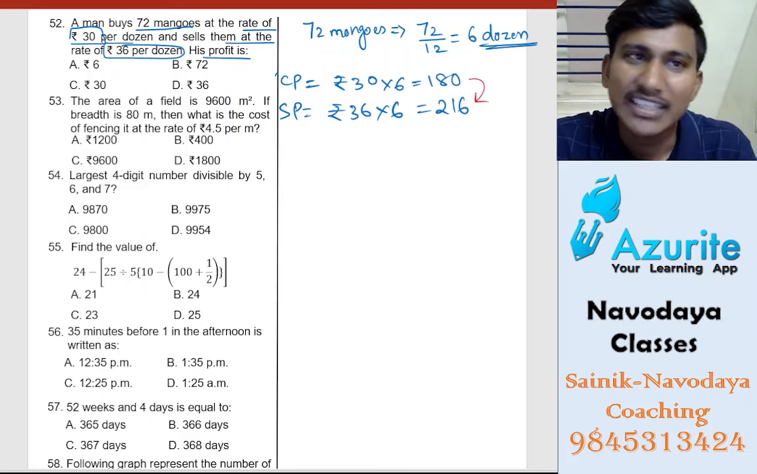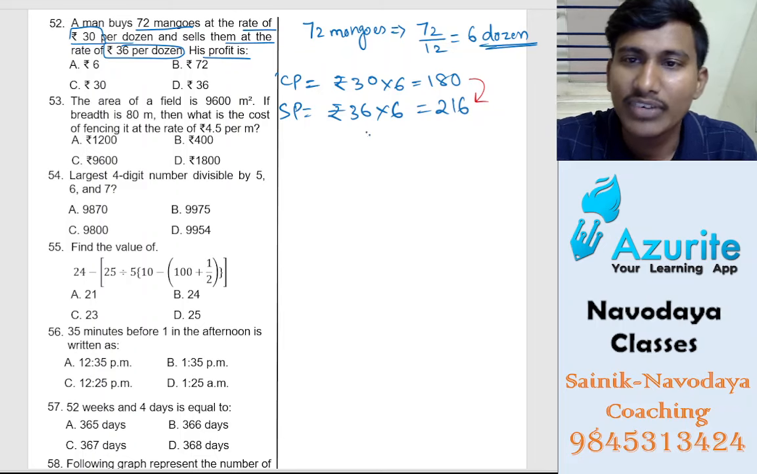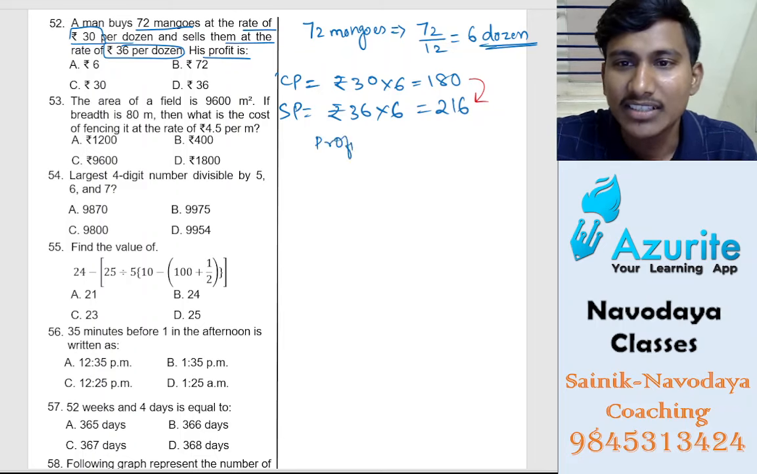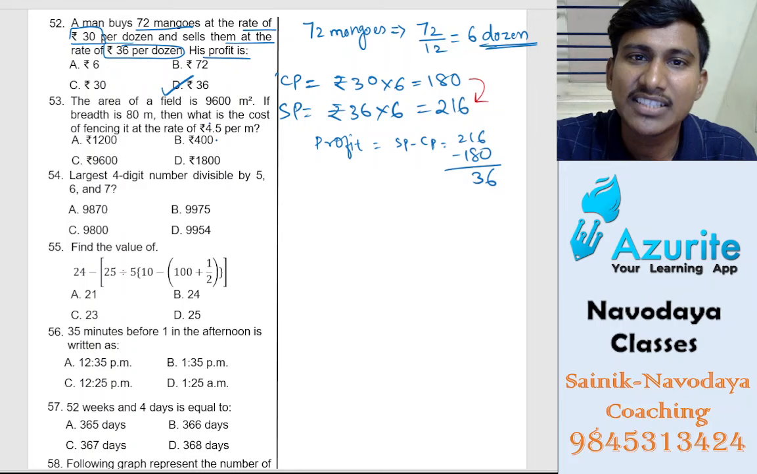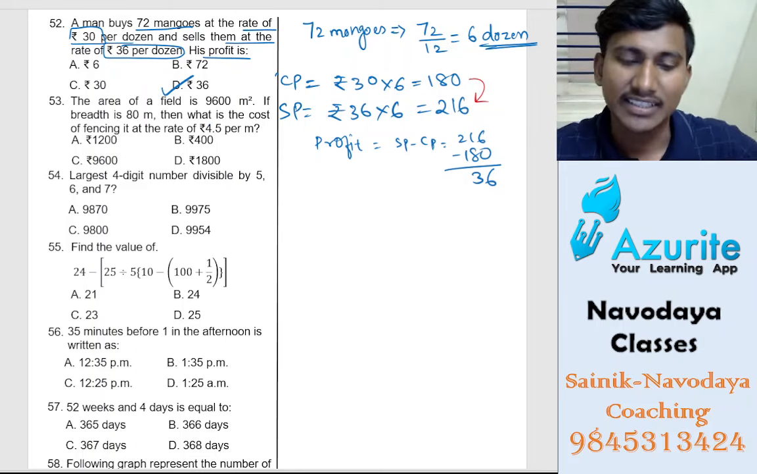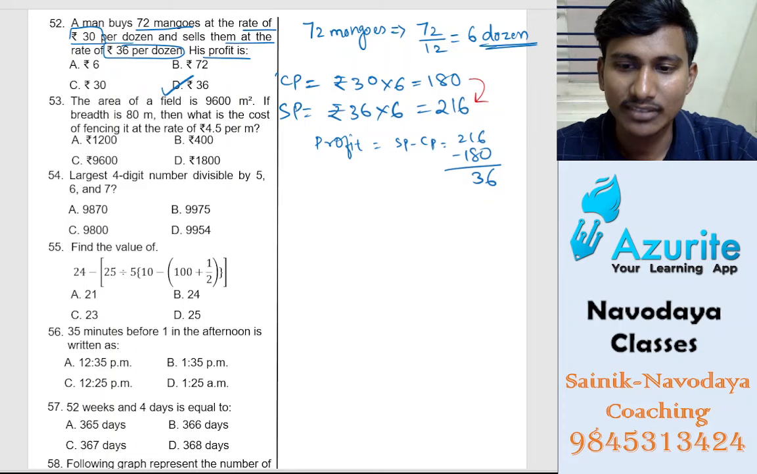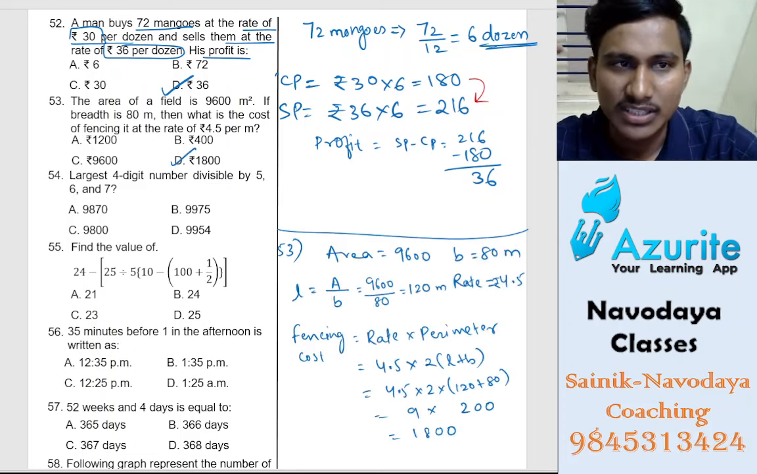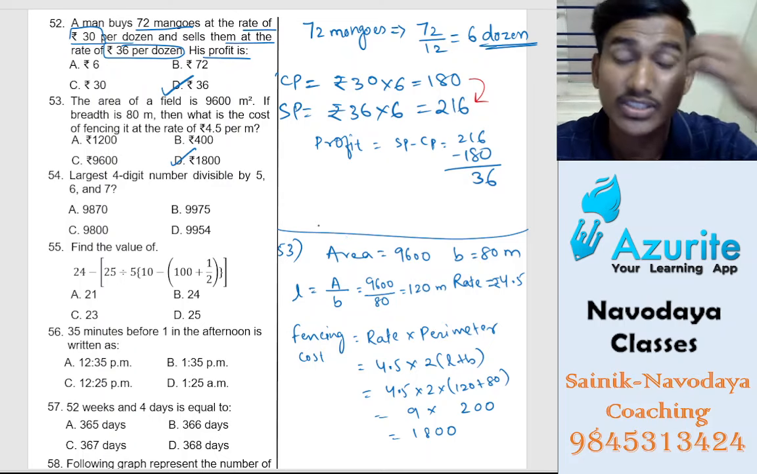What is the profit? He is selling for more, so the profit will be how much? We have to subtract: selling price minus cost price, that is 216 minus 180. It will be 36 rupees, option D is the answer. Understood how to do it? Okay? So see here, students, once again question 52. There is one shortcut also, right?